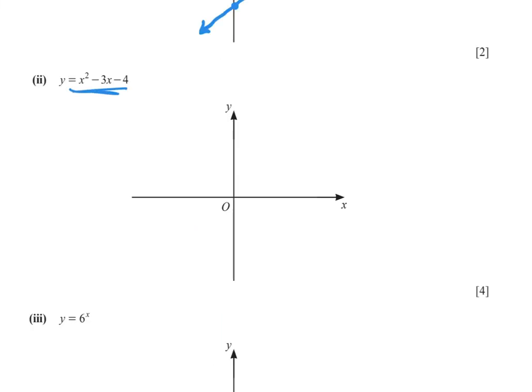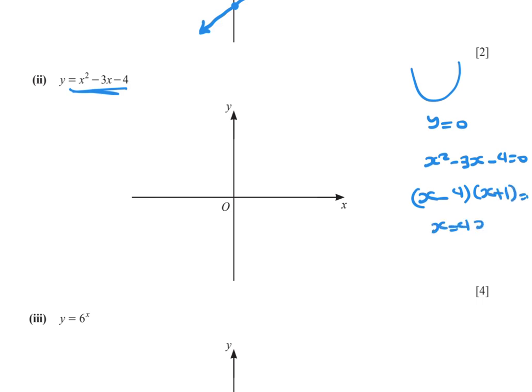Part ii, we have a quadratic, and the coefficient of x squared is positive, so it opens upward. Now to find the intersection with the x-axis, put y equals 0. So x squared minus 3x minus 4 equals 0. So factorize: x minus 4 and x plus 1 equals 0. So x equals 4 and x equals negative 1. So negative 1 and 4.